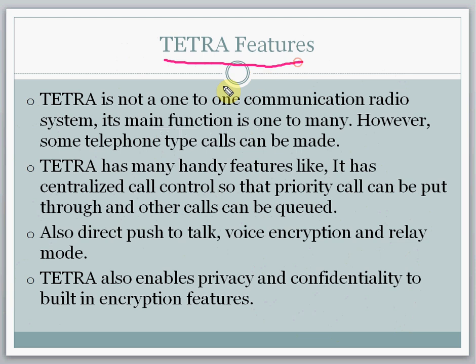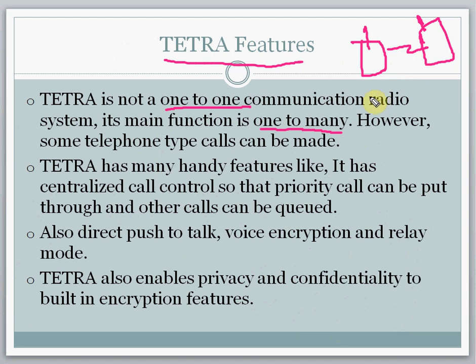This is the Tetra feature. Tetra is not only one-to-one. Here we are saying Tetra is not only a one-to-one radio system. Its main function is one-to-many. Means the main function of the Tetra system is one-to-many. Means in different talk groups, we have so many people. Not like our mobile phone, calling from one mobile to another mobile. We can make a private call in Tetra.